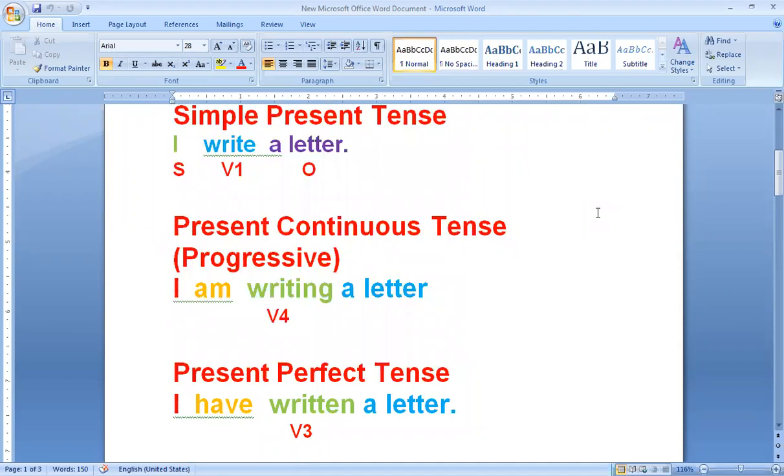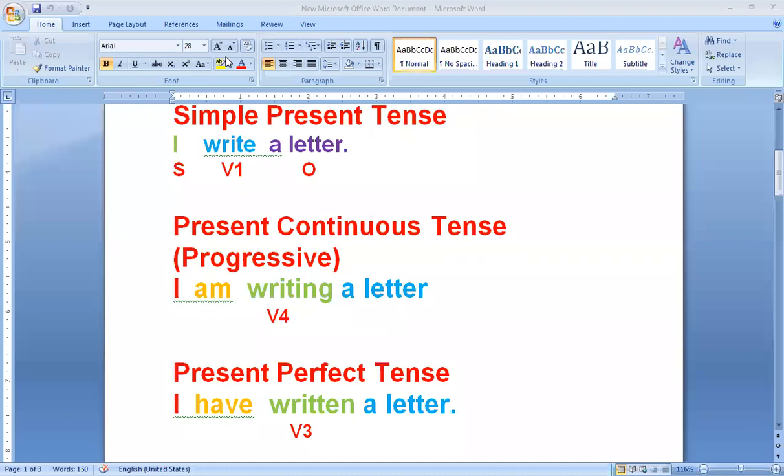Present continuous tense. This present continuous tense can be called or identified as present progressive tense. When an action is going on at the time of speaking, to express such actions, we use present continuous tense.